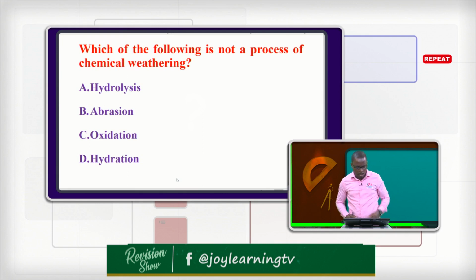Elvis, let me repeat the question. Which of the following is not a process of chemical weathering? A, hydrolysis. B, abrasion. C, oxidation. D, hydration. Which one is the answer? Please, the answer is B, abrasion. Abrasion. You are correct, Elvis. Thumbs up. Elvis, on the line, tell me what abrasion is. Can you do that?